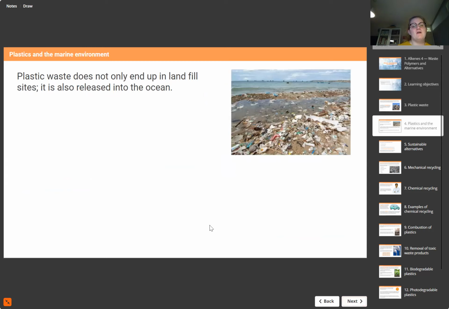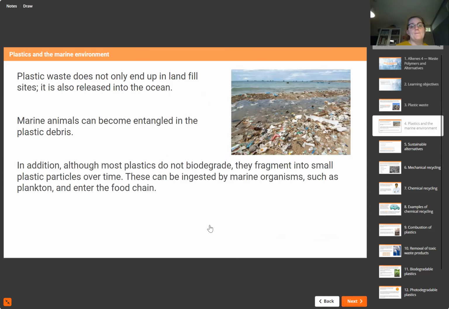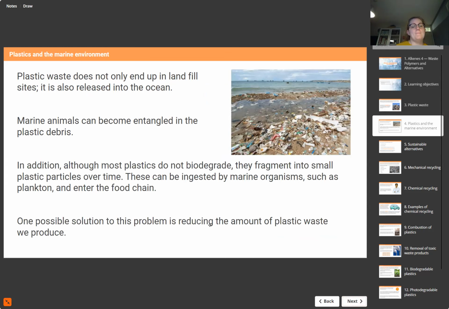It doesn't just go into landfill. We also obviously get plastics going into the ocean. Massive issues with that because marine animals could get tangled up in the plastic debris. But also, although most plastics do not biodegrade, they can break down, which is different. A piece of food can biodegrade. Microorganisms break it down back into its micronutrients, they use and eat them, and they get dispersed.